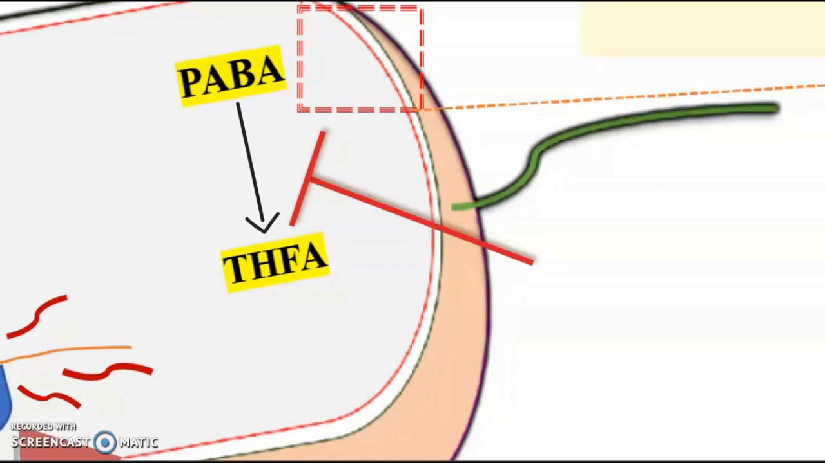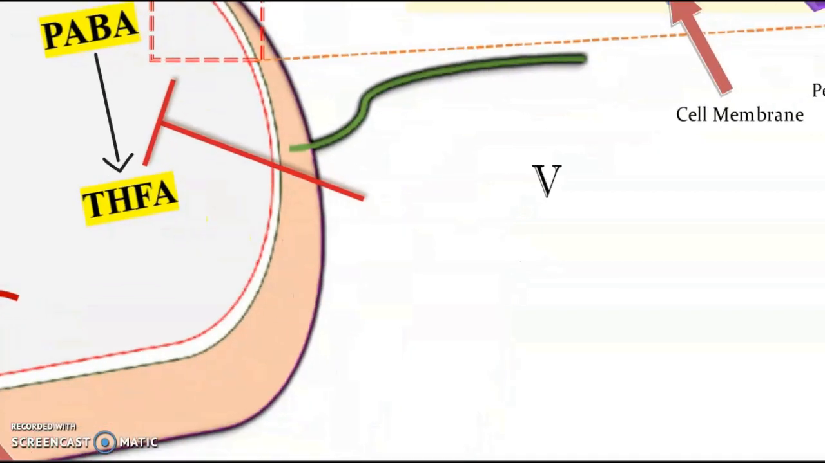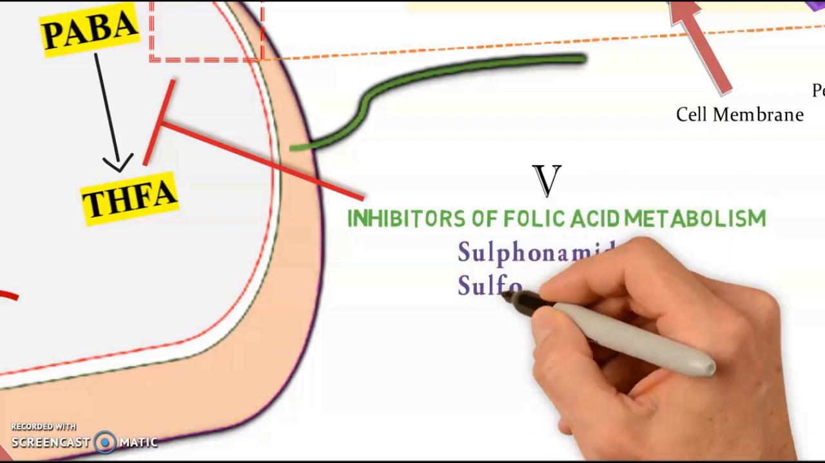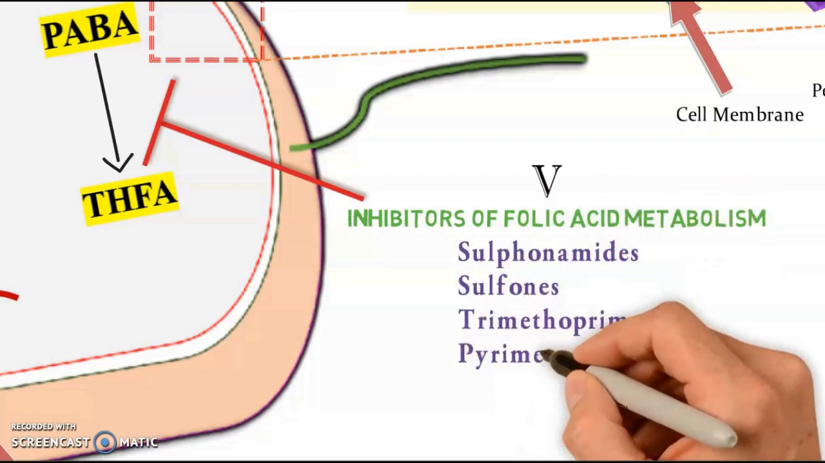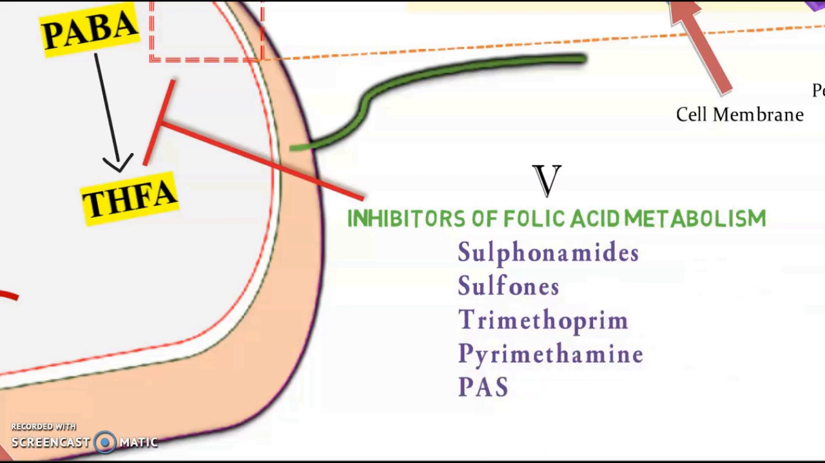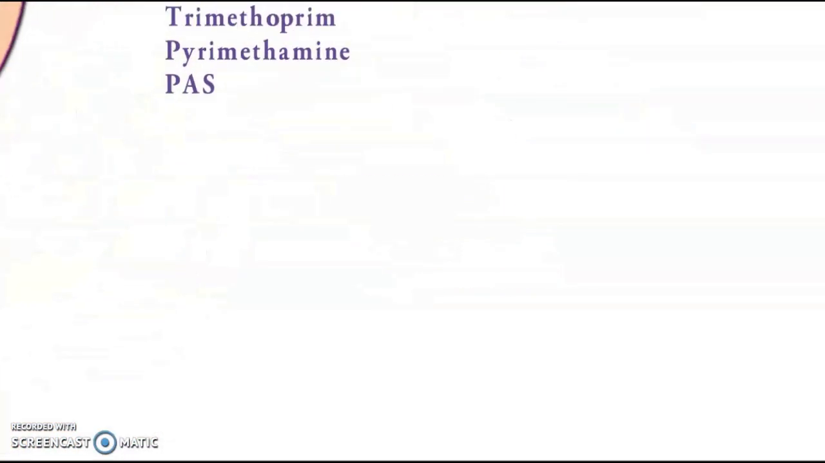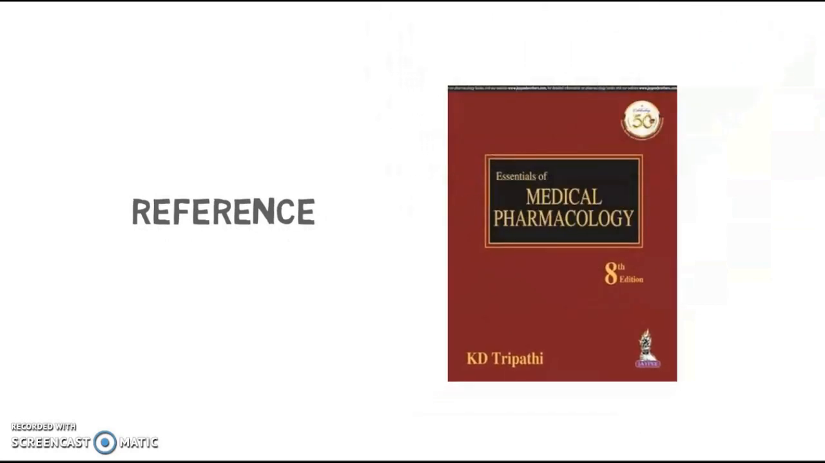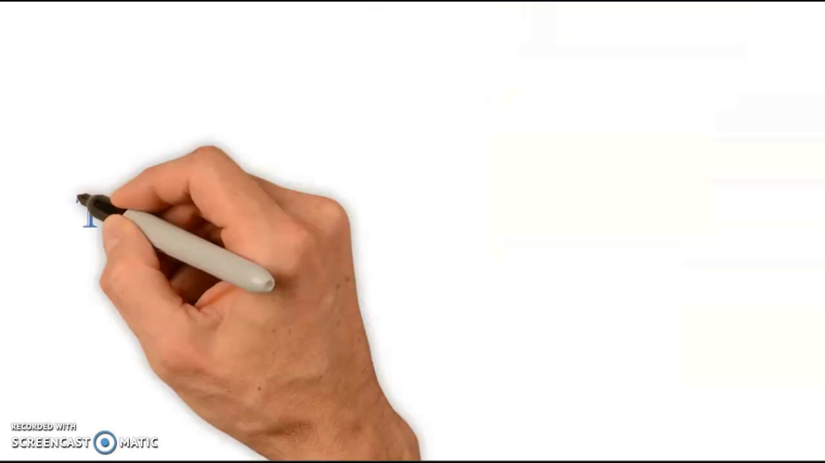Moving on to the last category of drugs, which is the fifth category, are the drugs which act by inhibiting the synthesis or metabolism of folic acid. The examples include sulfonamides, sulfones, trimethoprim, pyrimethamine, and para-aminosalicylic acid. So that's all, folks. These are the examples of antibiotics and how you can remember the mechanism of action in a brief manner.